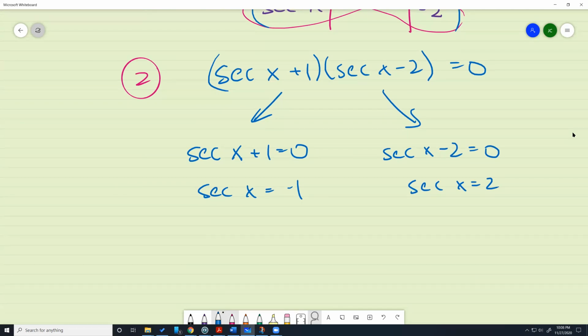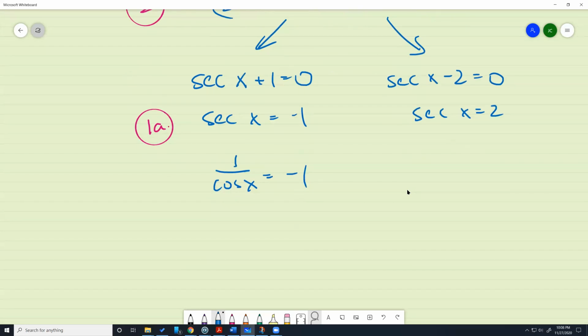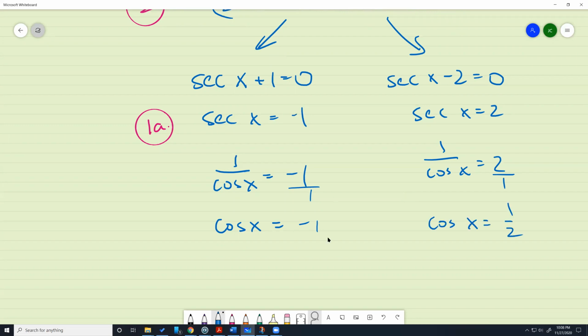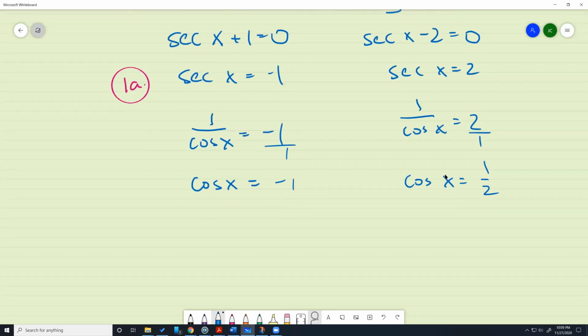Okay, now we're going back to step 1A, which is to get it down to cosine only. So we're going to make that substitution now. And if you want to get cosine x by itself, all it means is you flip the top and the bottom. The reciprocal of -1 is still going to be -1. Okay, we'll come back to this in a bit. And on this side, it's going to be 1 over cosine x equals 2. Again, you can see that's 2 over 1. So if you want to get cosine x by itself, it means you take the reciprocal on both sides to get 1/2. Okay, now the rest is just knowing how to use a unit circle.